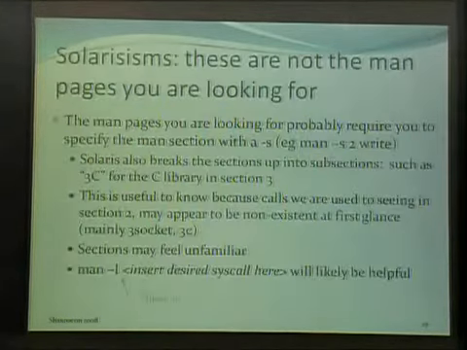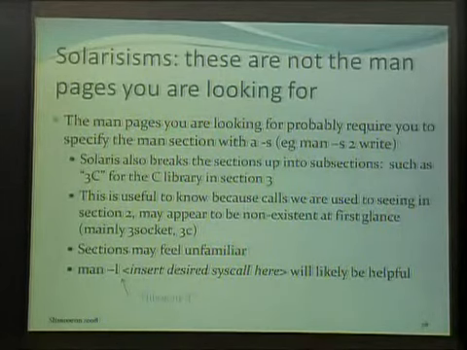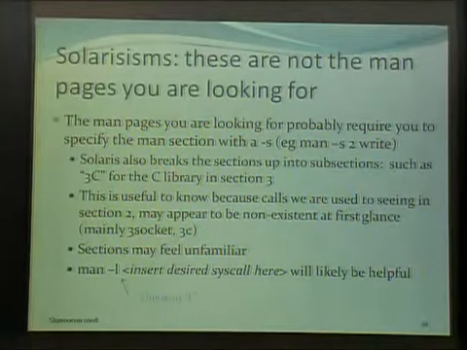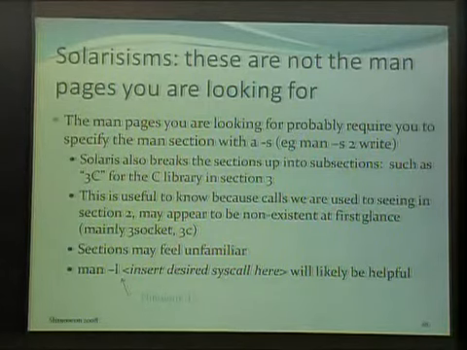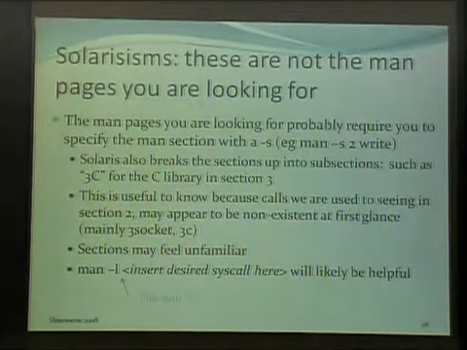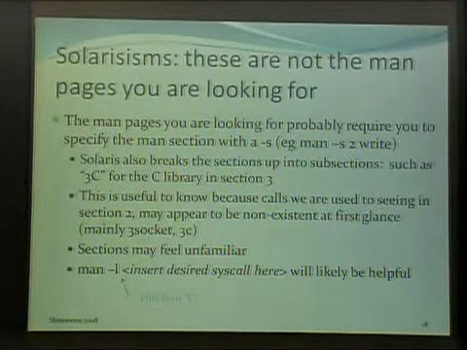All right, so these are not the man pages you're looking for. Every distribution is different. There's very little continuity in man pages from system to system. Generally, distributions keep it the same, but they don't have to. So Solaris has different sections. To specify the section, you actually have to use the -s option on the command line to get to the different sections. And then there are also subsections. So 3C would be the C library in man section 3.